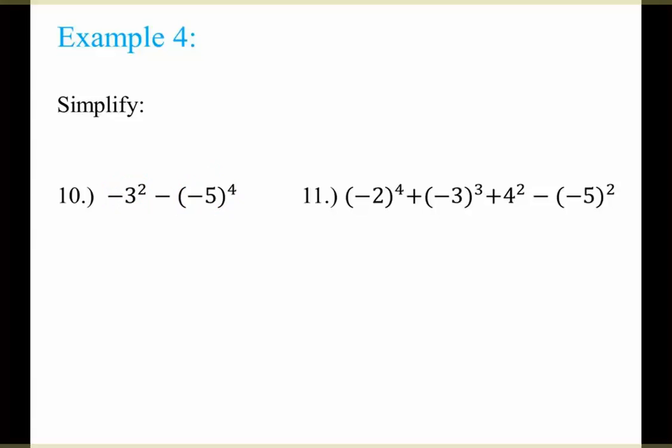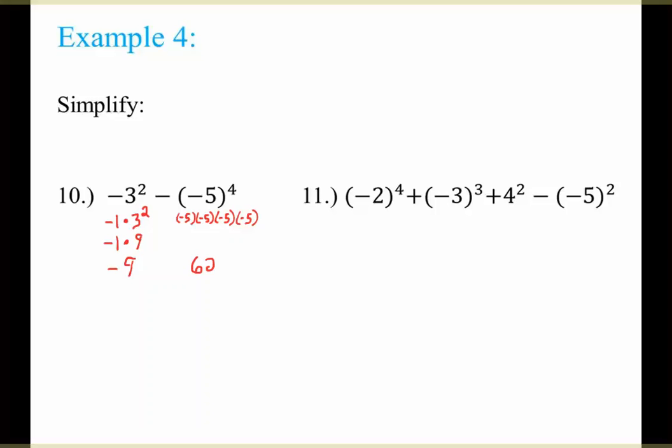So let's begin with the opposite of 3 squared. Opposite of 3 squared is going to be negative 1 times 3 squared, which is negative 1 times 9, which is negative 9. You guys probably have that figured out by now. Okay, so we have a negative 9 on that side. Over here, negative 5 to the 4th. That's going to be negative 5 times negative 5 times negative 5 times negative 5. That's going to be a positive number, and that's going to be positive 625.